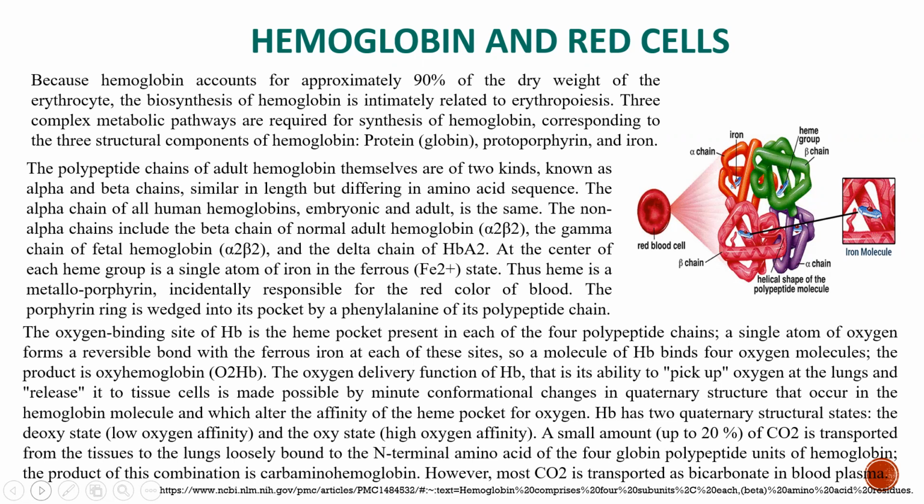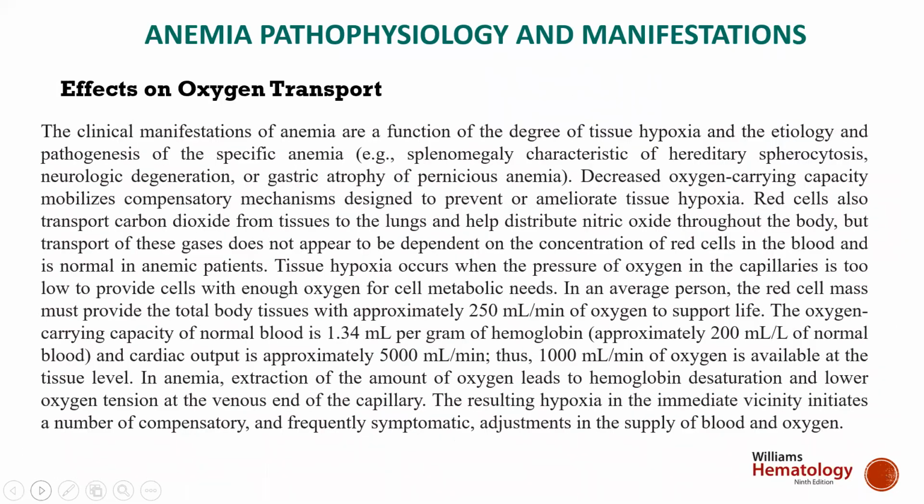A small amount of carbon dioxide is transported from the tissues to the lungs, loosely bound to the N-terminal amino acid of the four globin polypeptide units of hemoglobin. The product of this combination is carbaminohemoglobin. However, most of the carbon dioxide is transported as bicarbonate in the blood plasma.